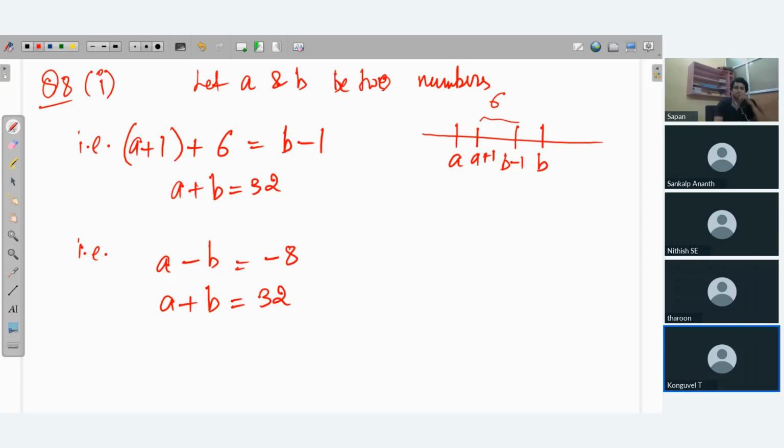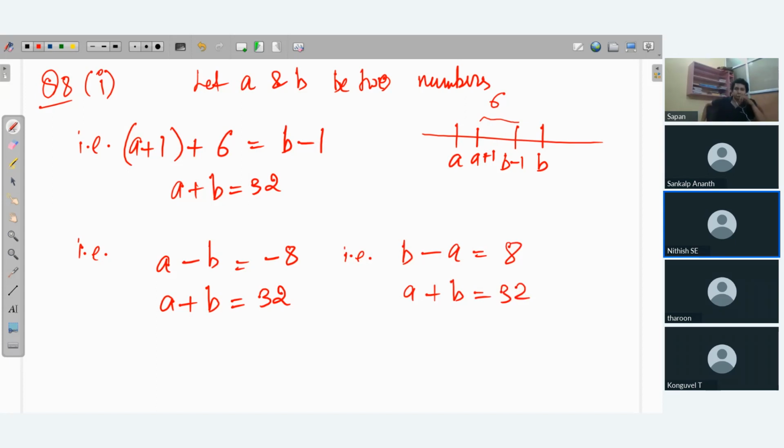Then we can do it simpler, sir. B minus A equals 4. So it's like not multiplying both sides by minus 1. Sir, this is B minus A equal to 8, and I did A plus B equal to 32.